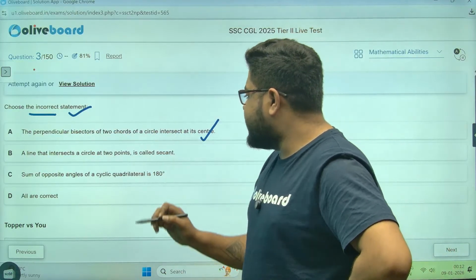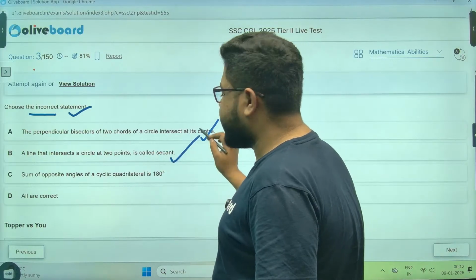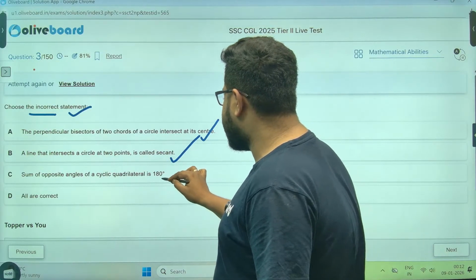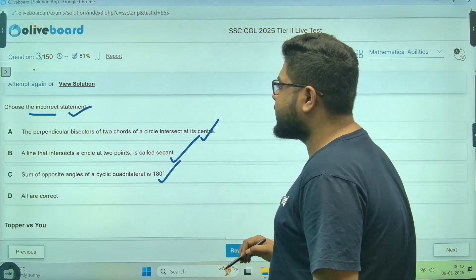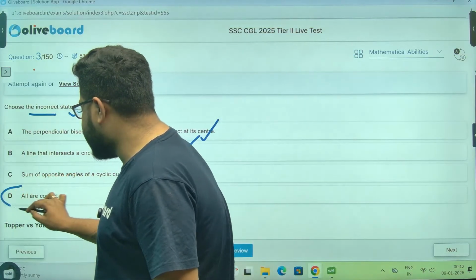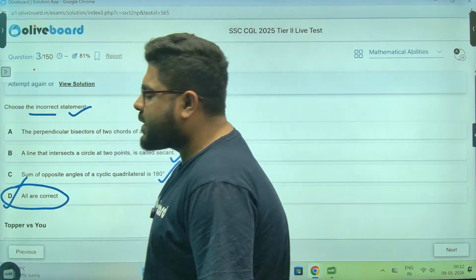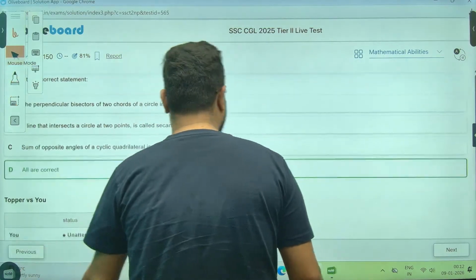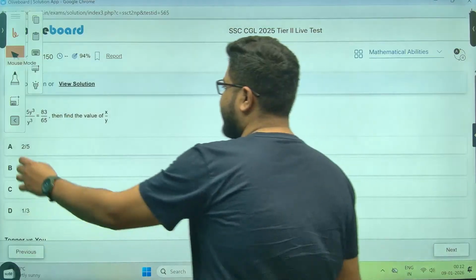A line that intersects at 2 points is called a secant. Absolutely correct. The sum of the opposite angles of a cyclic quadrilateral is 180, 100% correct. So the only option that I can mark is: all are correct. Again, a very basic question. Moving on.